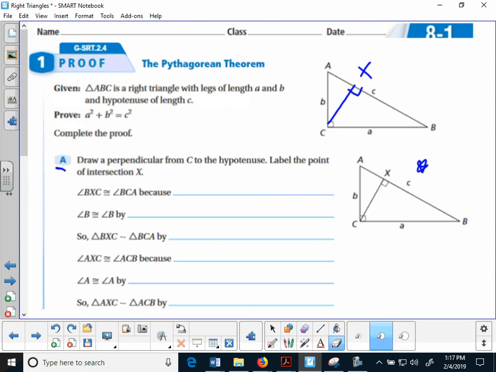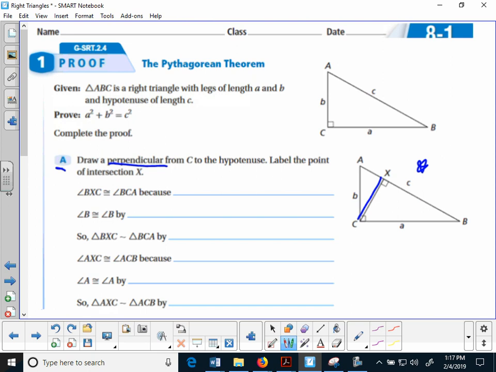Now, draw a perpendicular. What is another word for this right here? Remember, it's not the bisector. It's not the perpendicular bisector. It's the altitude. It's the altitude. Very good. So you have to know that that is interchangeable. We are drawing the altitude. Another word for altitude is?